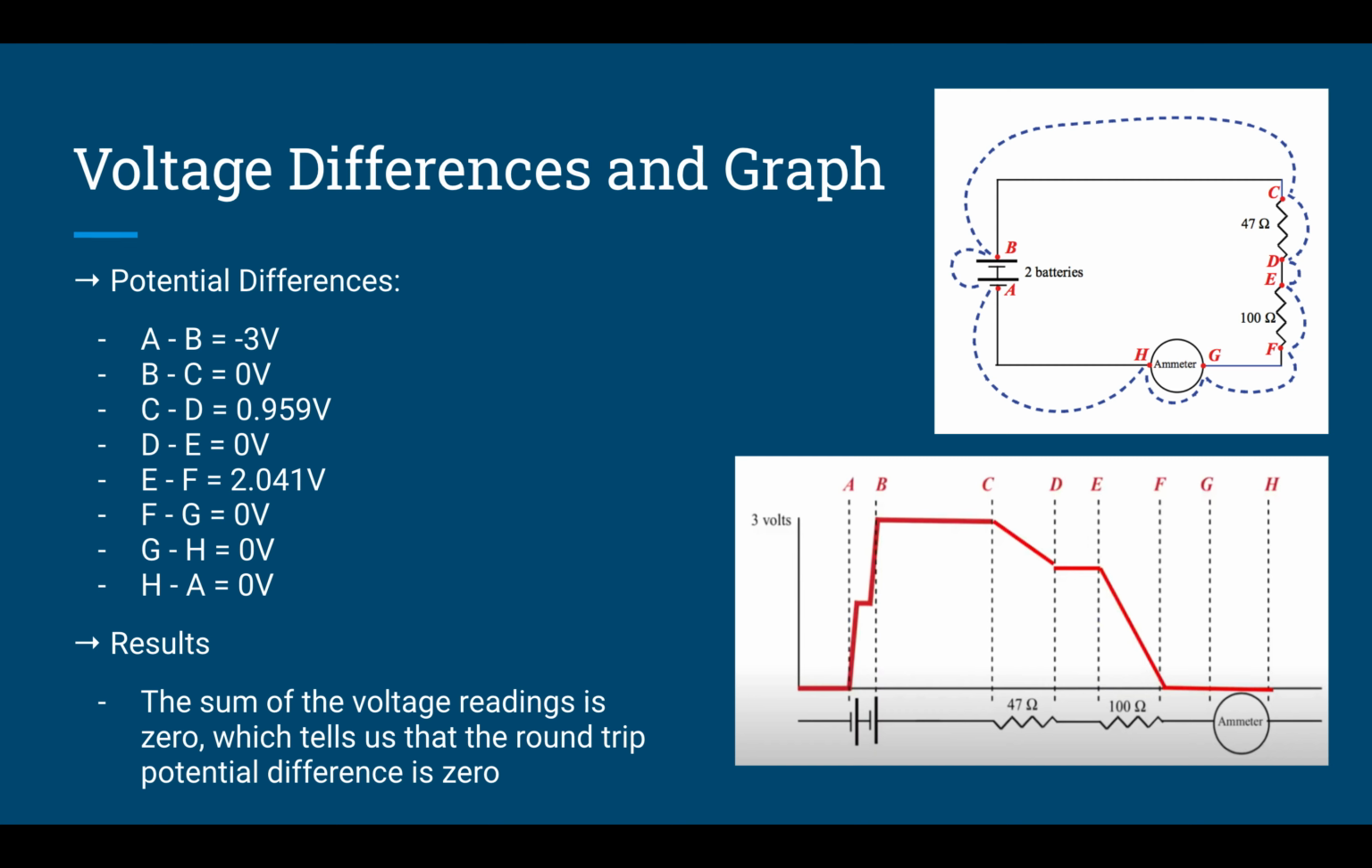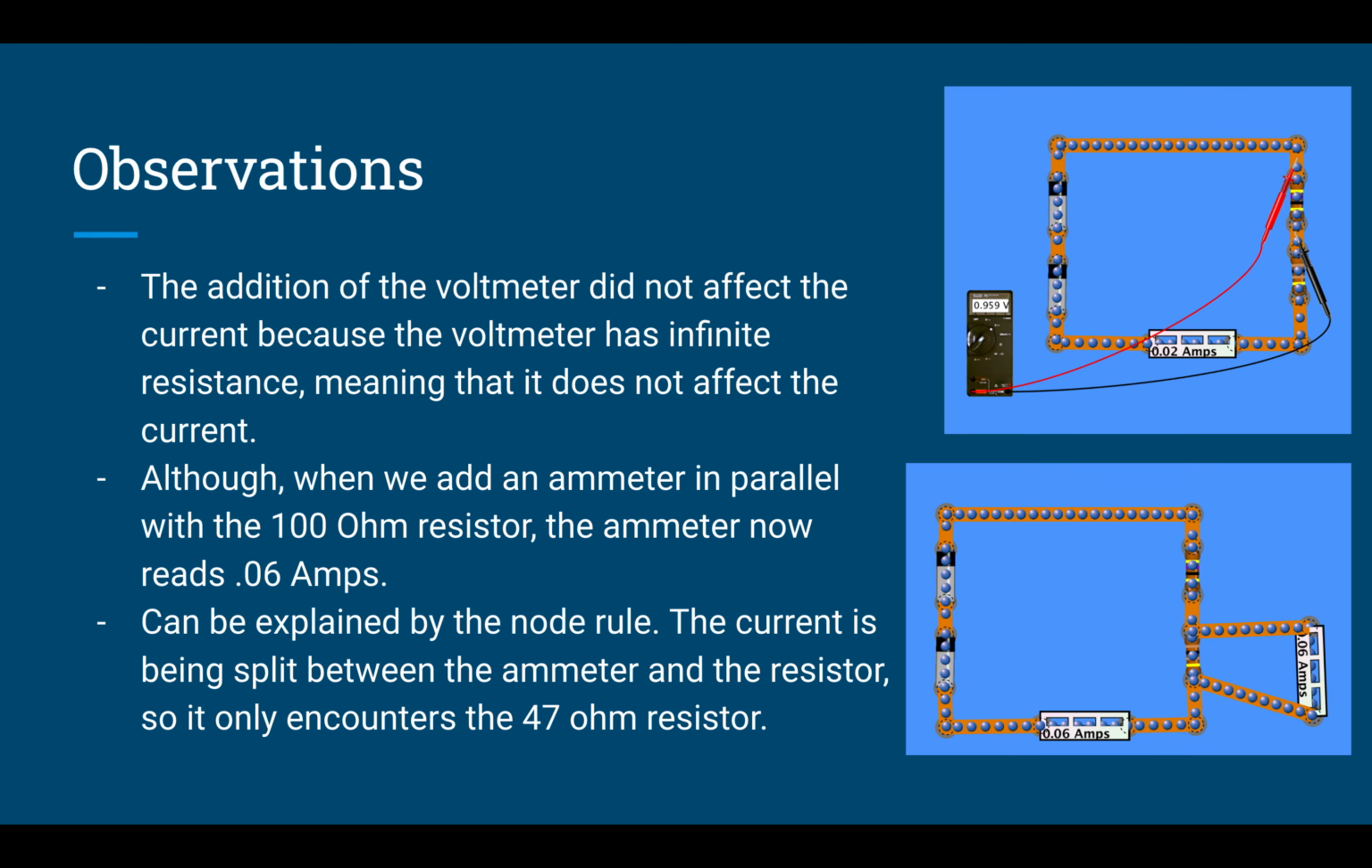Next, we wanted to find the voltage difference at several places along the circuit. A reading was taken at each of the locations shown in this top right diagram, and the results of the readings are shown in the table here. If you sum up all of these voltages, you end up with 0 volts round trip, which tells us that the potential difference is 0. It is important to note that when we were taking those readings, the voltmeter did not affect the current because the voltmeter has infinite resistance, meaning it has no effect on the overall current.